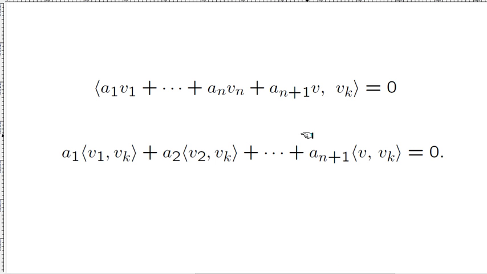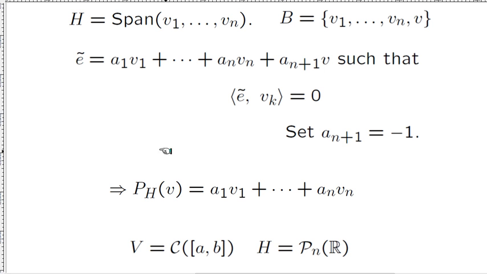I'm showing you this part again. So we have one free variable involved in here. We're going to choose free variables such that the last entry is a -1. And I claim that this one right here is actually the projection.